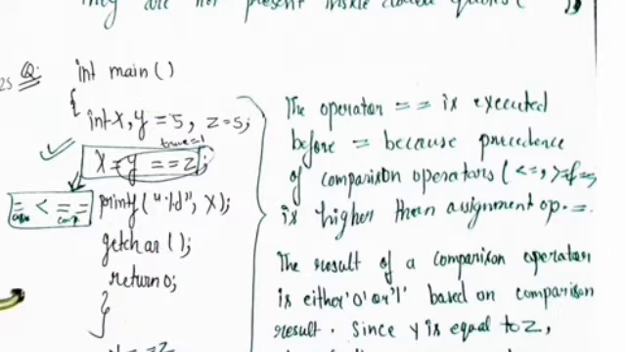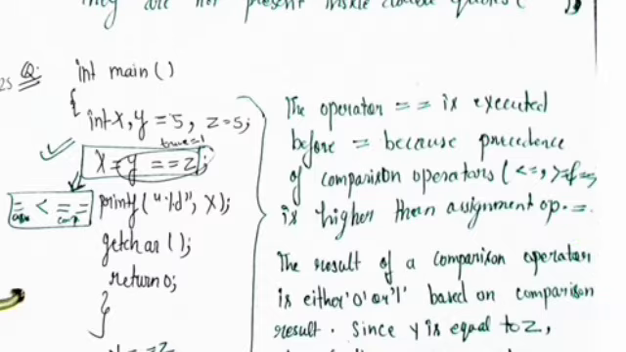Now for more explanation and understanding: the operator == is executed before assignment because the precedence of the comparison operator is higher than the assignment operator. The result of the comparison operator is either 0 or 1 based on the comparison result. Since y is equal to z, the value of the expression y == z becomes 1, and x is assigned 1 by the assignment operator.